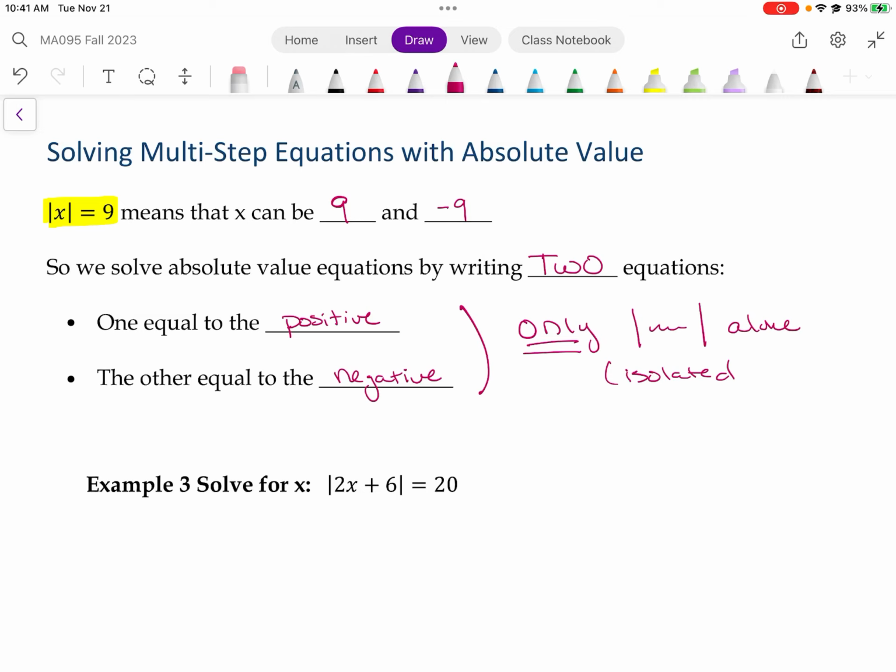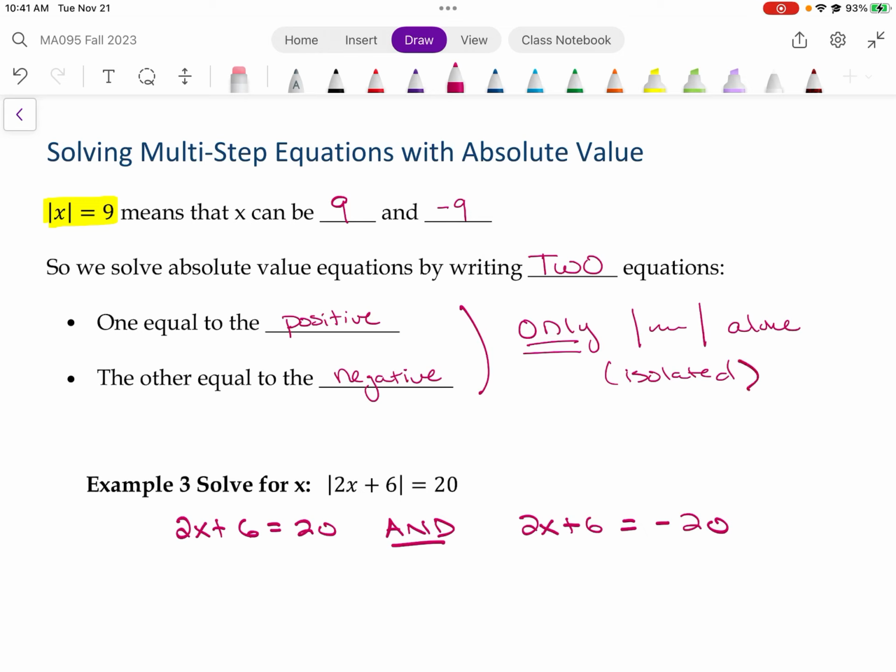So looking at this problem here, we've got the absolute value of 2x plus 6 equals 20. And what that means is that 2x plus 6 equals 20. And so we've got two options here, 2x plus 6 equals negative 20. So think about why I just did that. Think about what we set up above, where the absolute value of x equals 9 means that x could be either the 9 or the negative 9. Whatever's inside the absolute value is set equal to the positive and negative of what's on the other side. Of course, it's got to be isolated, like I said, right up above.